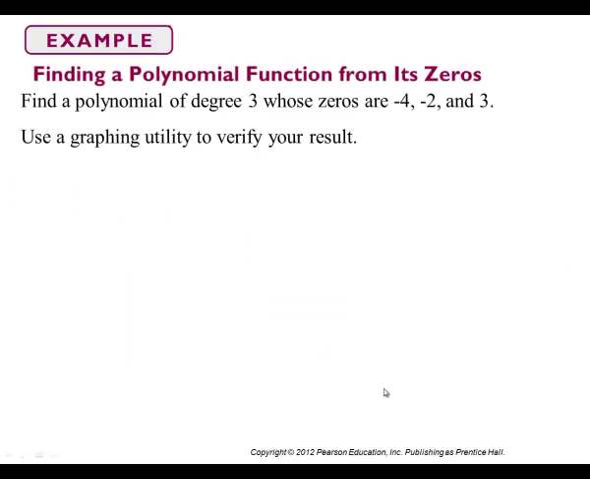Okay, we're going to find a polynomial of degree 3 whose zeros are -4, -2, and 3. Okay, and then we use a graphing utility to verify it. Alright, so basically this would be a, which is going to cause that vertical stretching, right? But it really doesn't change our zeros, so we can just leave that as a. So we're going to look at this as x minus r.